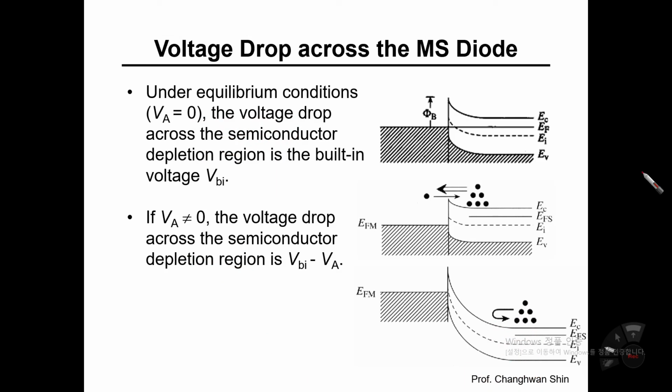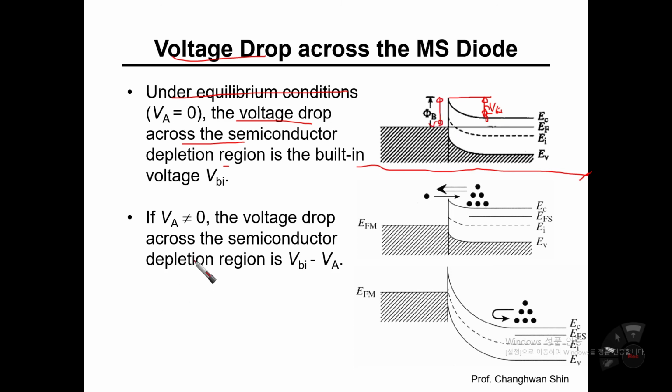So same thing, all the explanation that I have done in the previous slide has been summarized in this slide again. Voltage drop across the MS diode. Under equilibrium condition, you can draw the energy band diagram as shown on the right hand side. The voltage drop across the semiconductor depletion region is the built-in potential. So this is Q times VBI, and that is the Schottky barrier height.